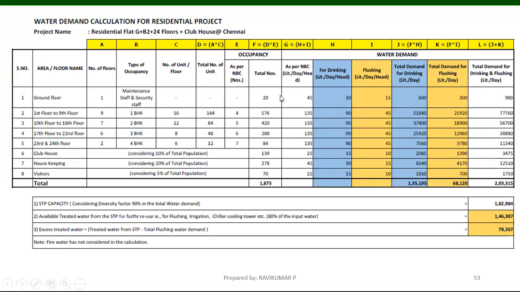For the occupancy, based on the client input, we get 20 people, maintenance staff plus security staff, 20 staff in total. The type of occupancy is the staff category only. For the staff category, you have to consider 40 liters per day as per the MPC table. I have already shown the table. From the table, you have to consider 40 liters per day. In that 40 liters, for drinking I have considered 30 liters. The remaining 15 liters I have considered for flushing.